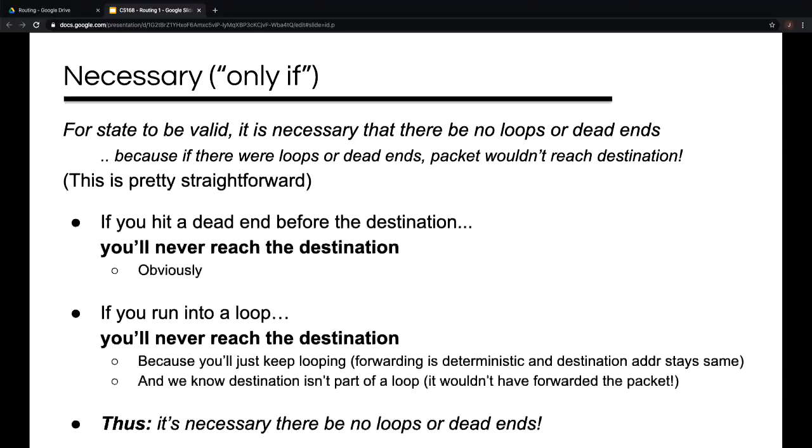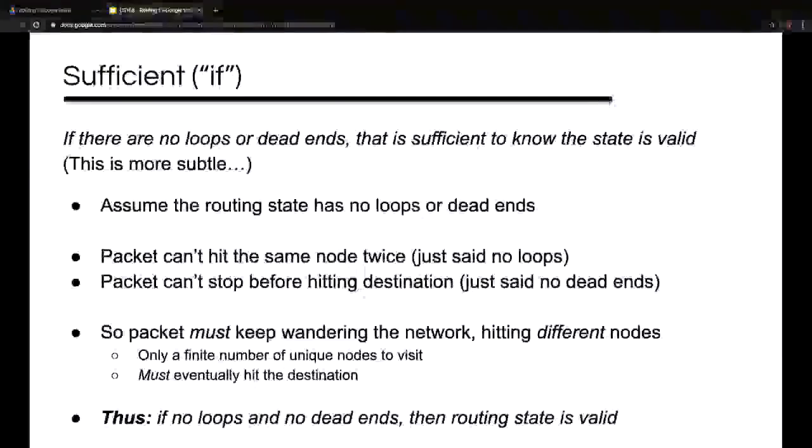Okay, so the other part is this sufficient part, which is a bit more tricky. Right? And so the sufficient part says that if there are no loops or dead ends, that's sufficient to know that the state is valid. That's sufficient to know that the packet will be delivered.